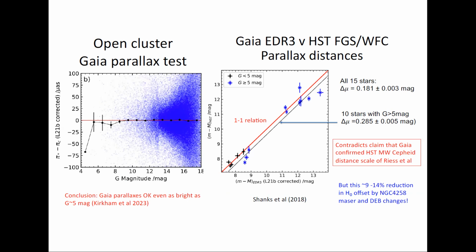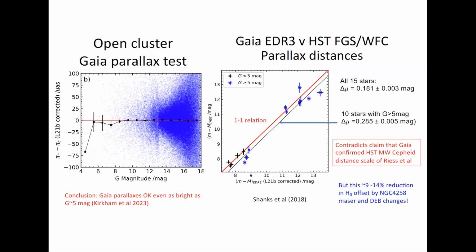And if you did 10 stars, which are the fainter ones, which you might rely on the parallaxes from Gaia more, just using those 10, you're up to 0.285 offset in distance modulus, which means that the previous HST parallax distances were 14% too small.